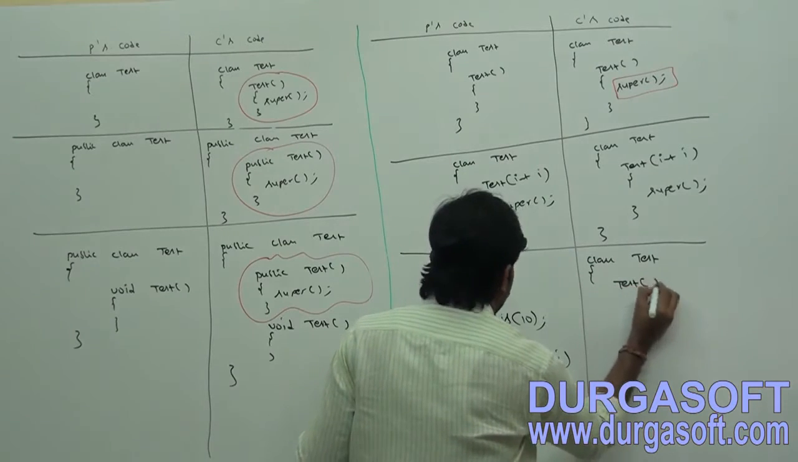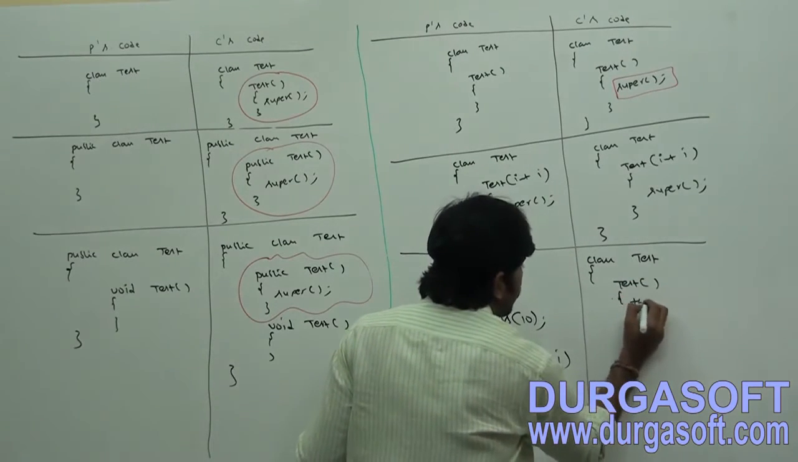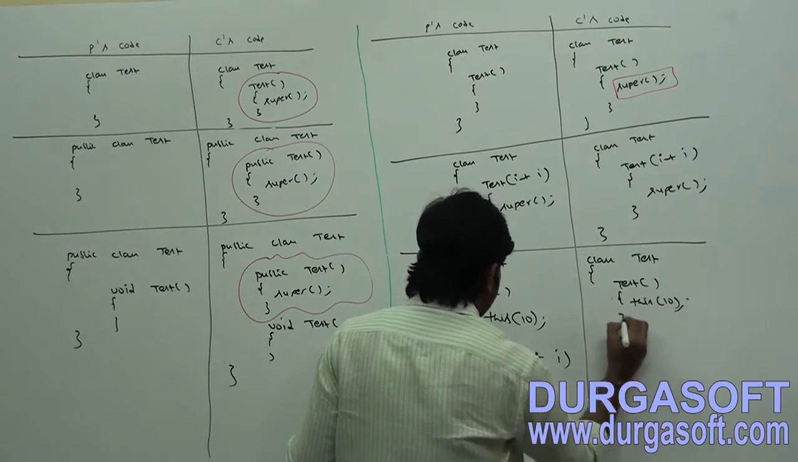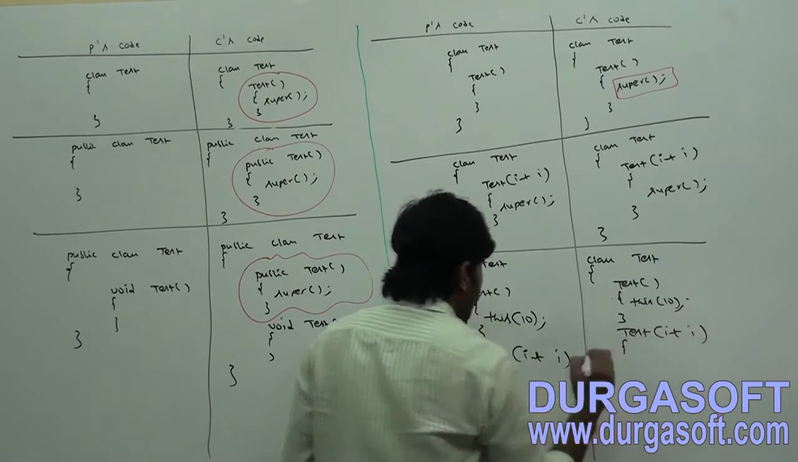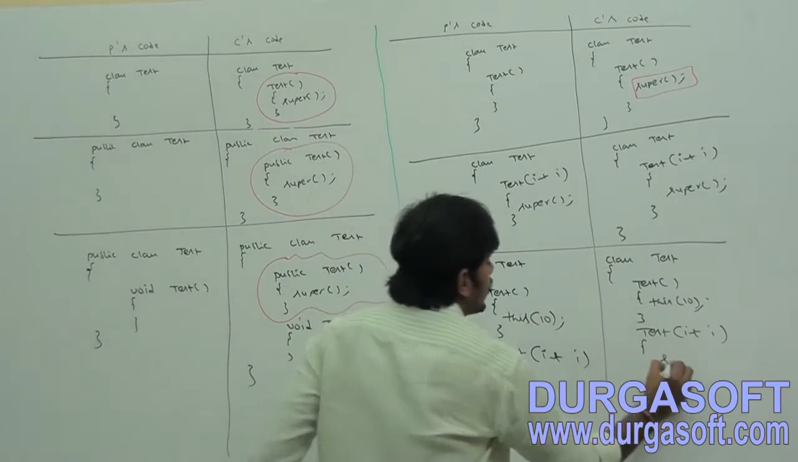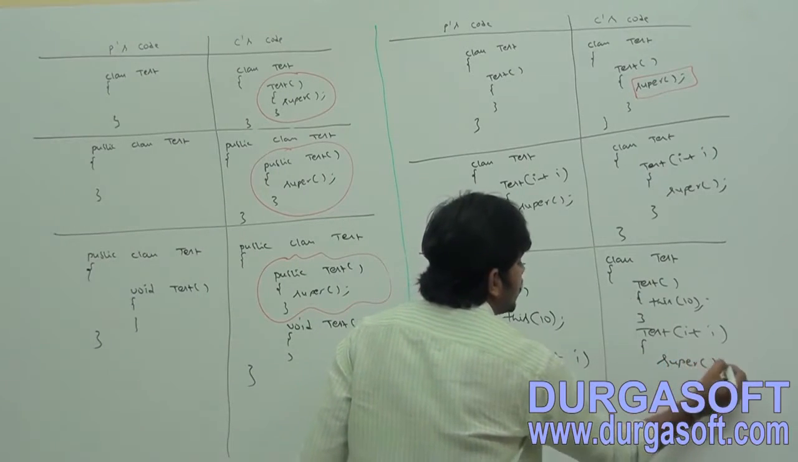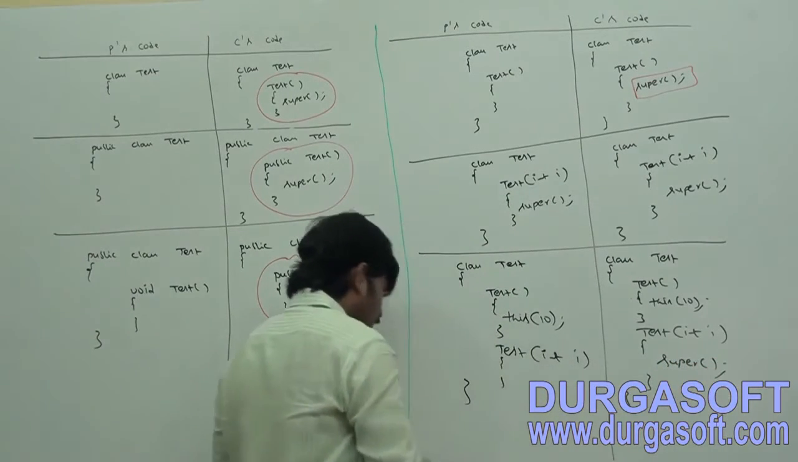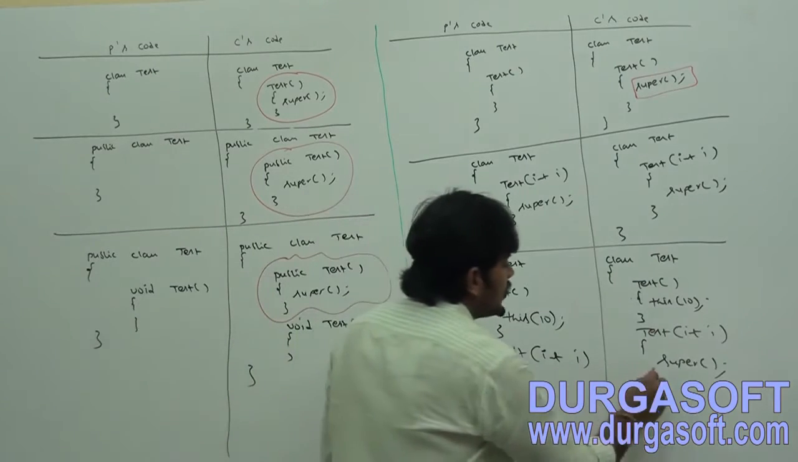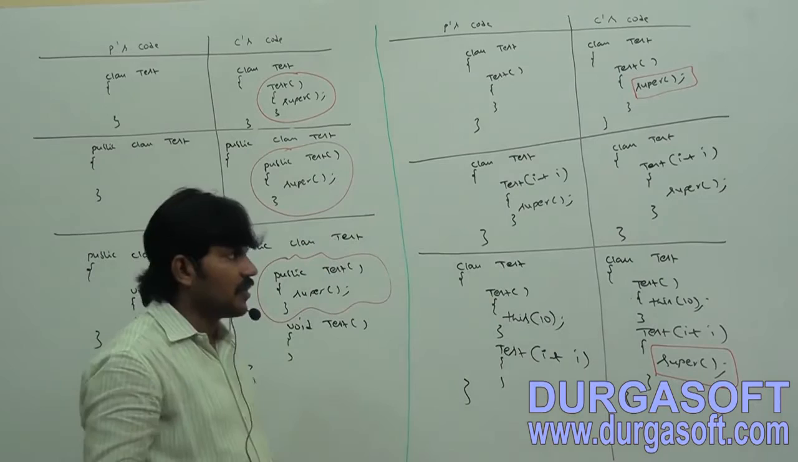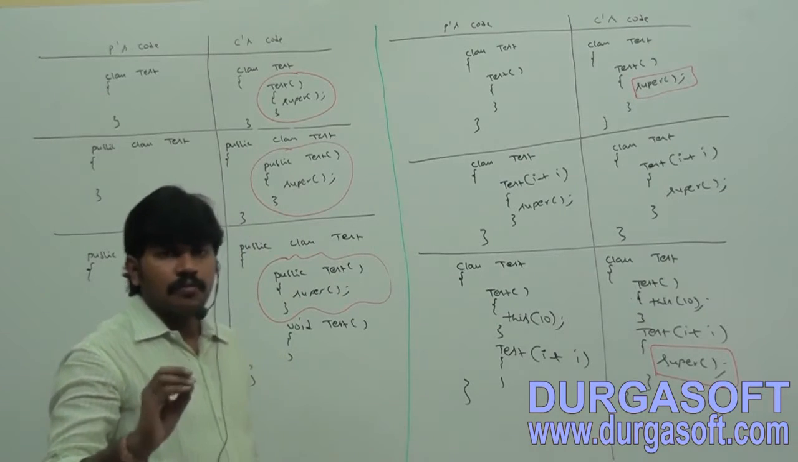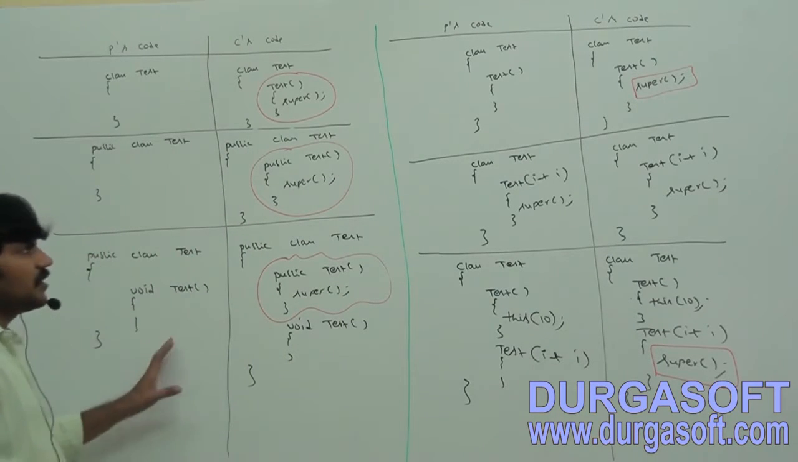Class test, within that I am taking this of 10 and the test of int I. The super is generated by the compiler. Now this line will be generated by the compiler. No problem at all. Are you able to understand that? Make sure you have clear clarity.